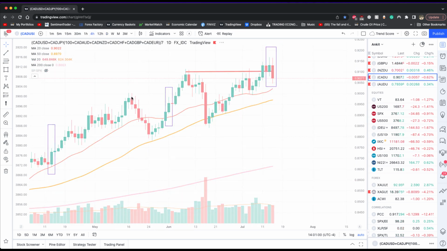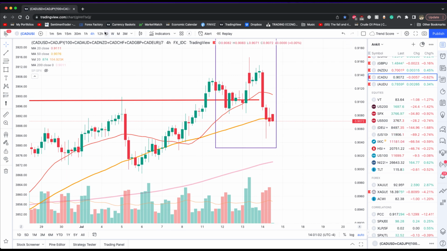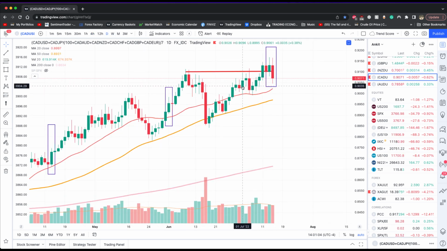In the past, we have seen these pullbacks. If you go back in time, the last pullback like this was back in June 15 and 16.